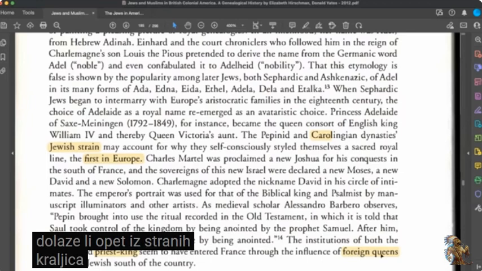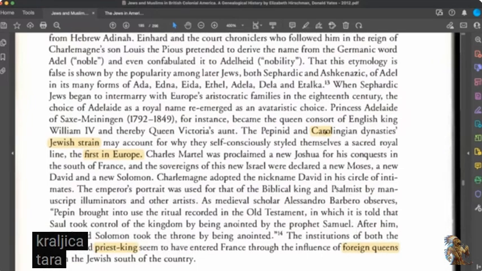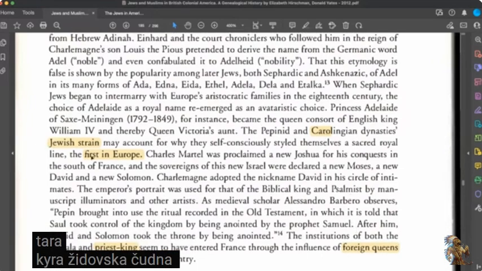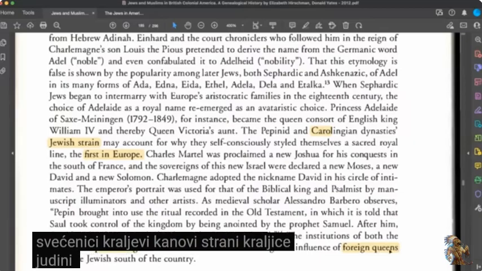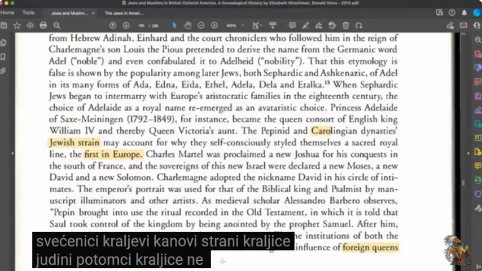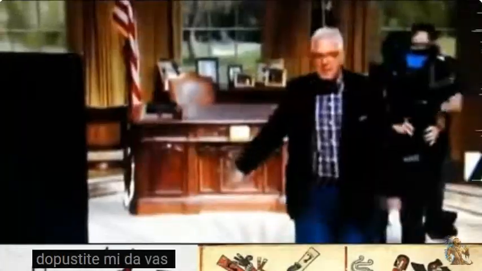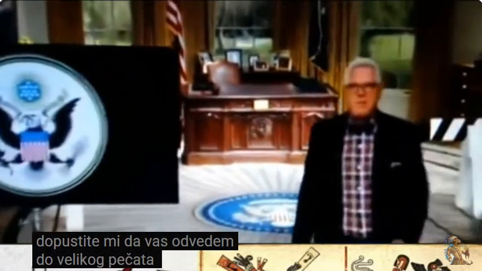Foreign queens. Again, Cara, Jewish strains, the first in Europe. Priest kings, khans, foreign queens. Judah's descendants, the queens, not the males. Let me take you to the Great Seal of the United States.